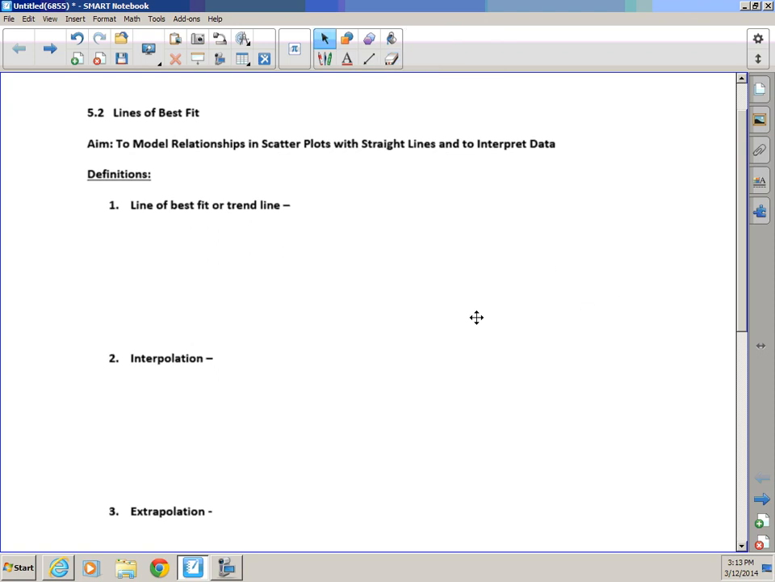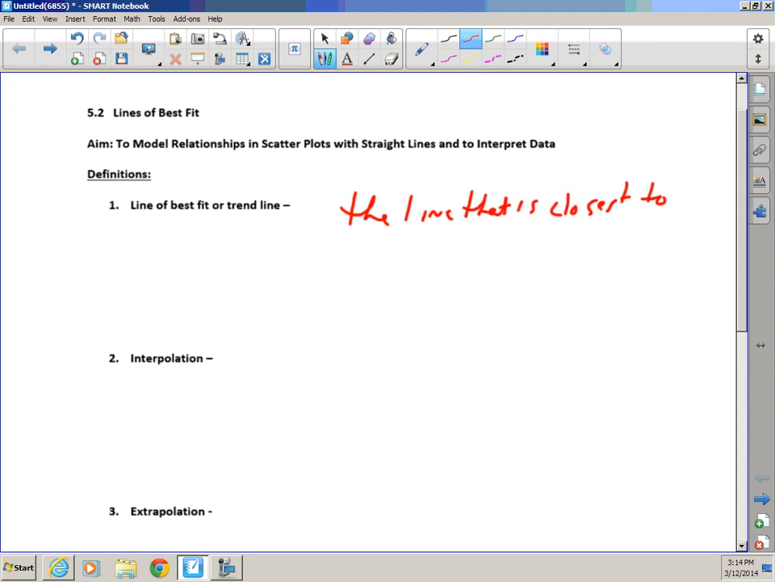So what we want to do is come up with a line that is about as close as possible to representing the data points that we have. And that's what our line of best fit is called. So it is the line that is closest to the data points. Now, we're going to do this by hand. Next year, you do it on the calculator, which is obviously a lot more accurate. Okay?